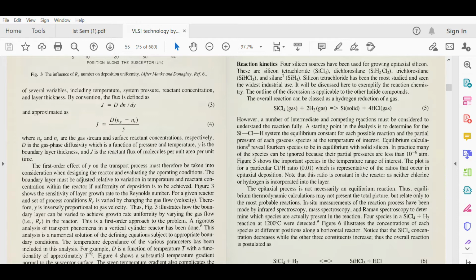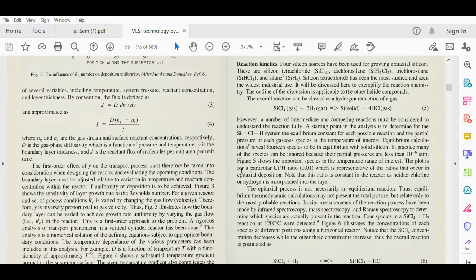A starting point in the analysis is to determine, for the Si-Cl-H system, the equilibrium constant for each possible reaction and the partial pressure of each gaseous species at the temperature of interest. Okay, so equilibrium calculations reveal 14 species to be in equilibrium with solid silicon. In practice, many of the species can be ignored because their partial pressures are less than 10 to the power minus 6 atmospheres. So figure 5 shows the important species in the temperature range of interest.